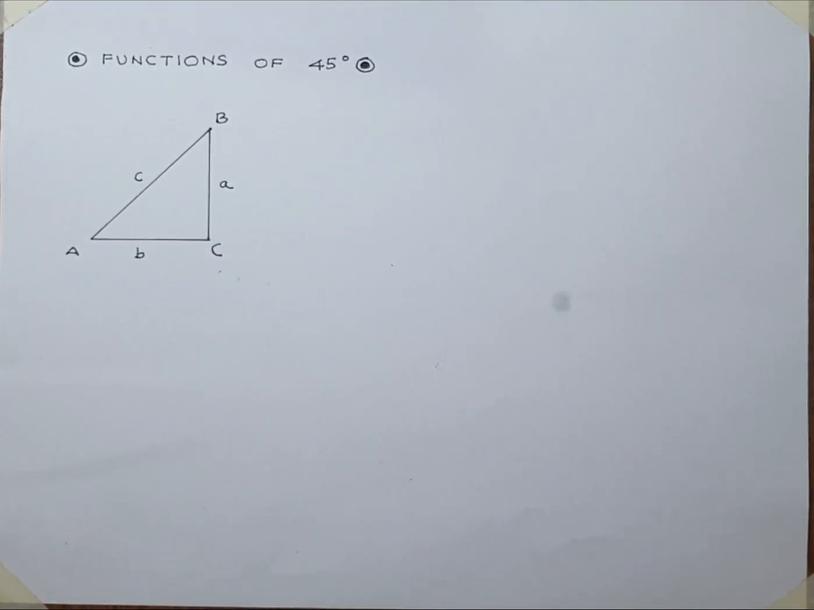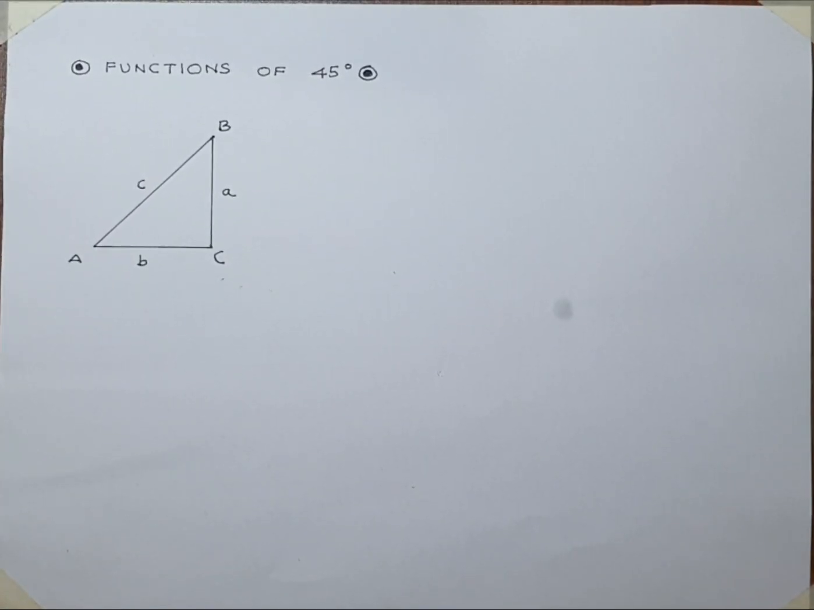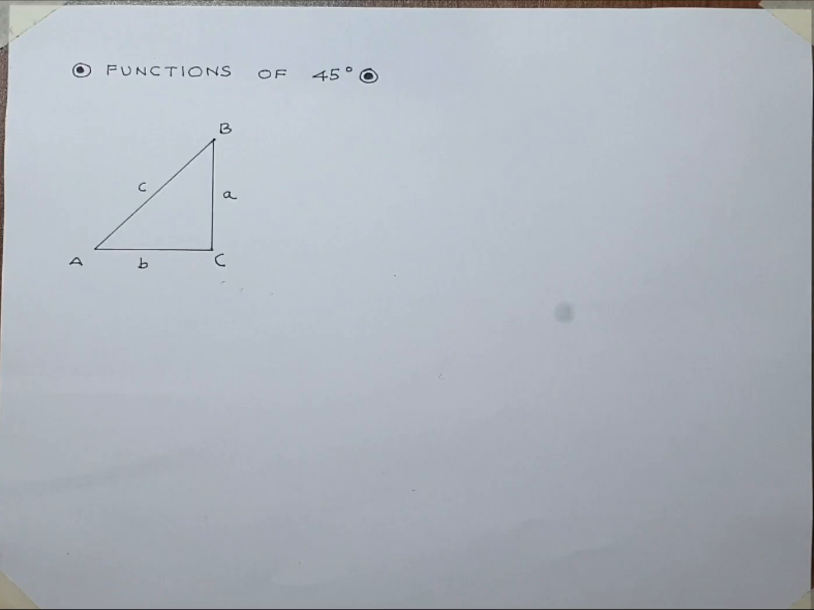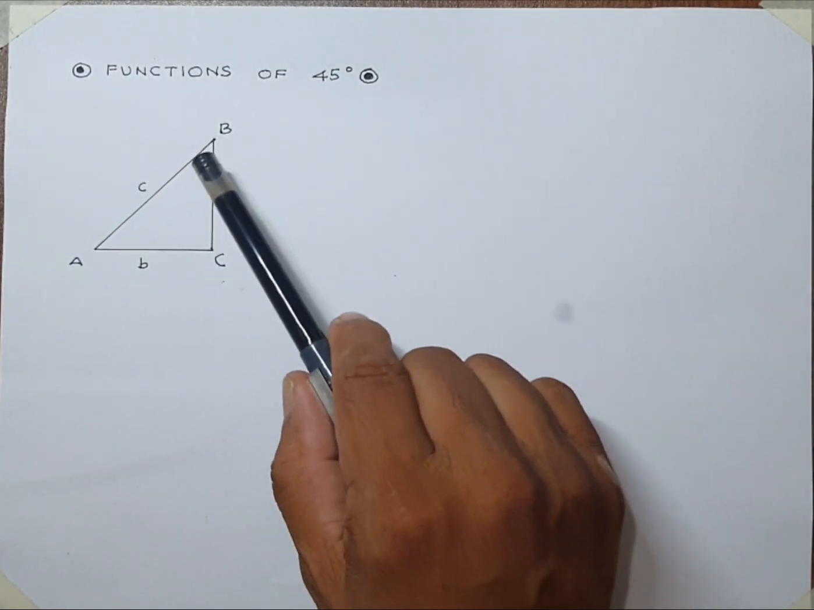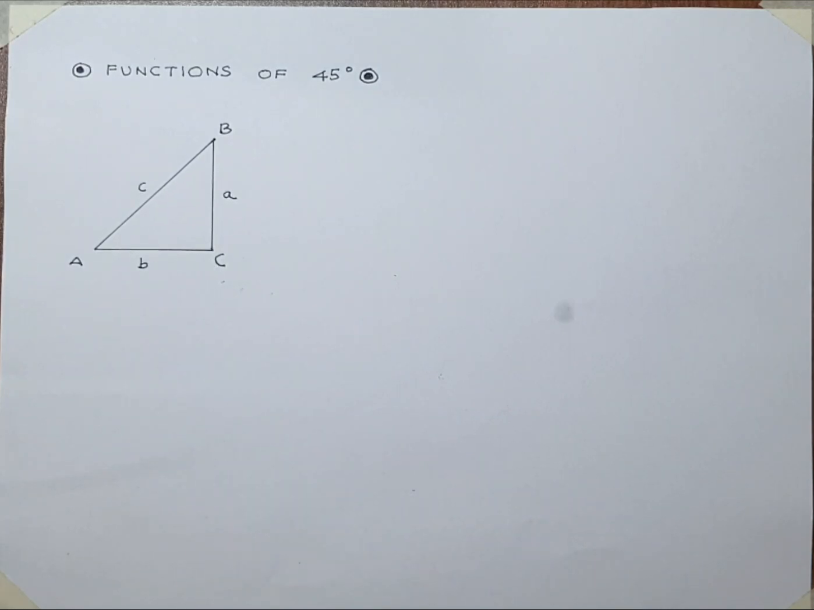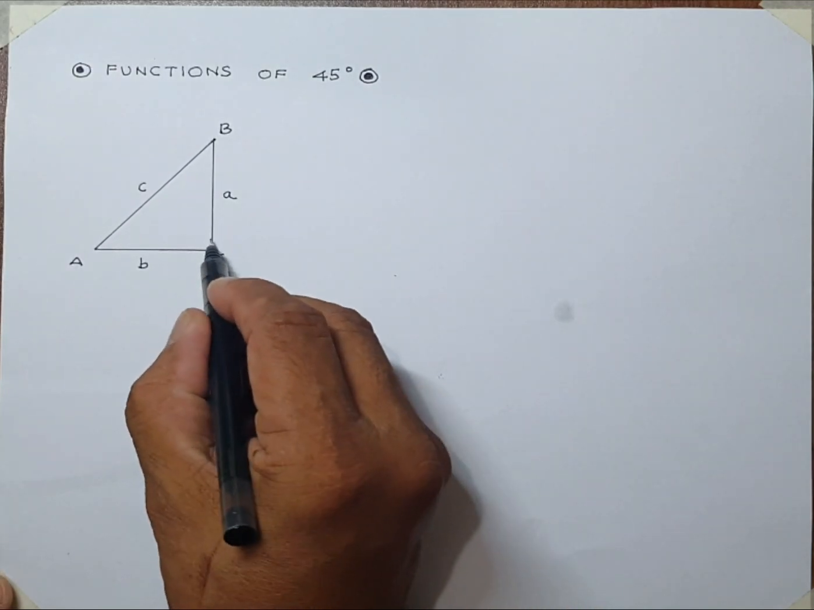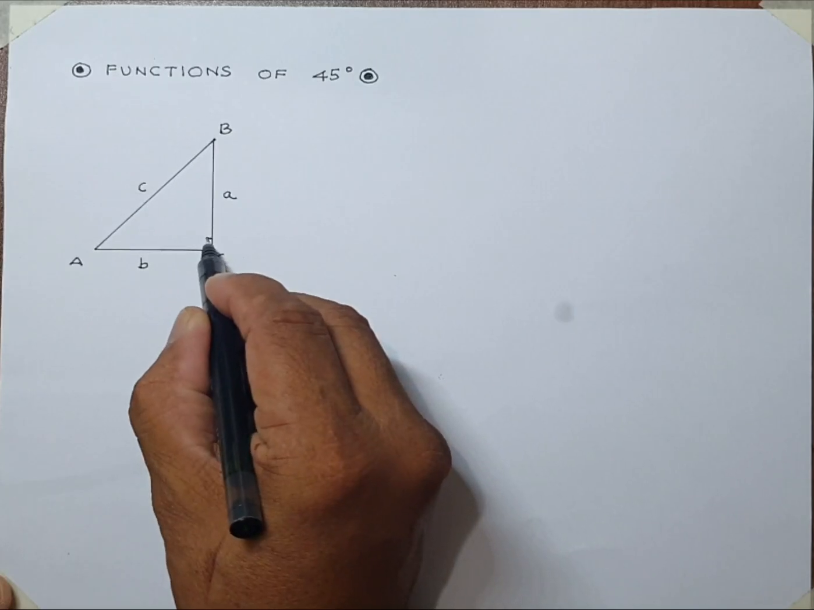One of the special angles in trigonometry is the 45-degree angle. So it is imperative that we must familiarize ourselves with the trigonometric functions of a 45-degree angle. To find the trigonometric functions of 45 degrees, we construct an isosceles right triangle. So this is an isosceles right triangle.